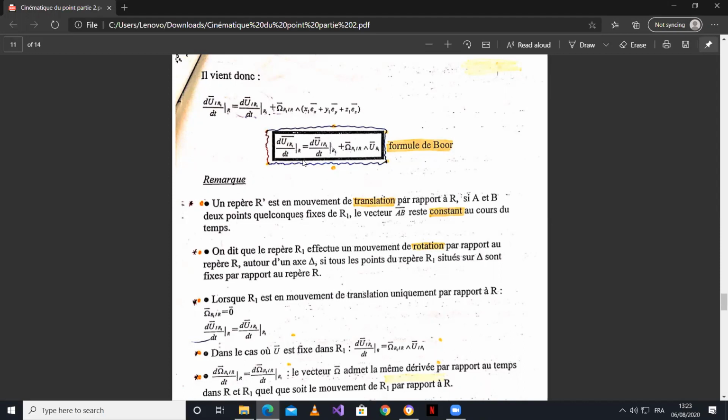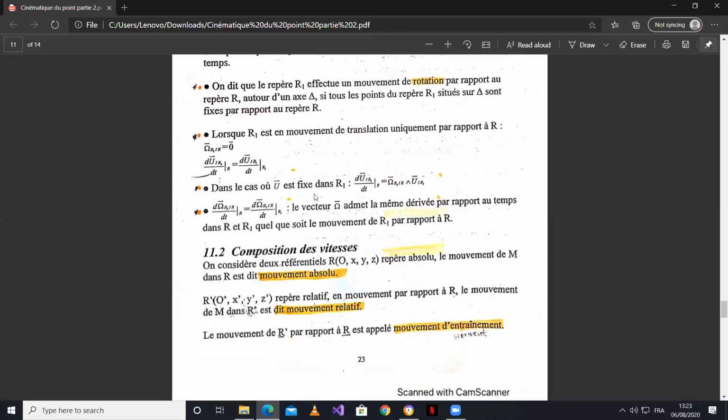So now that you guys have looked at it, that's the formula we are going to use from now on. Okay, it's a formula we are going to use from now on to calculate the vitesse and the acceleration when we are working with different referentials.